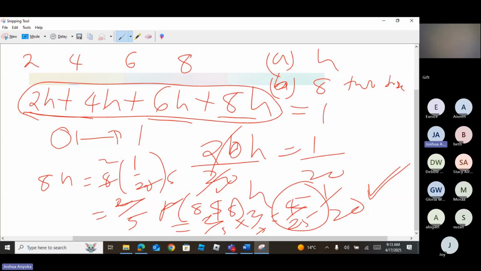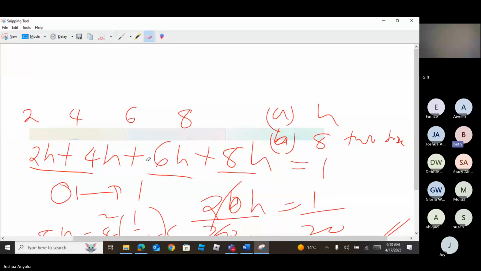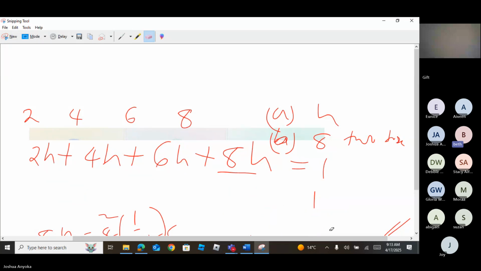Are we in agreement? No. Okay, now you can ask where exactly we differ. Yes, you are saying that when you have gotten 8H, why are you saying 8 and 8? Why do you multiply two?